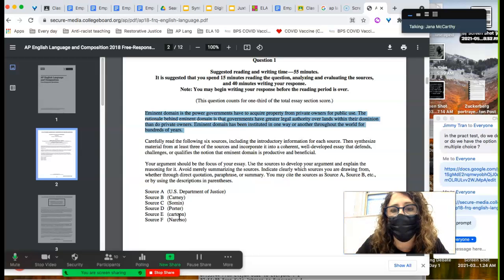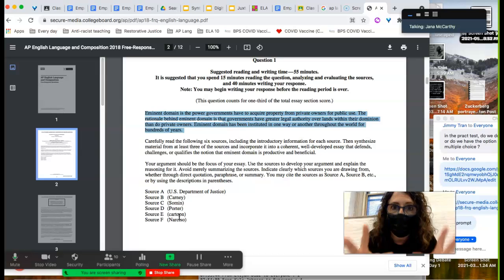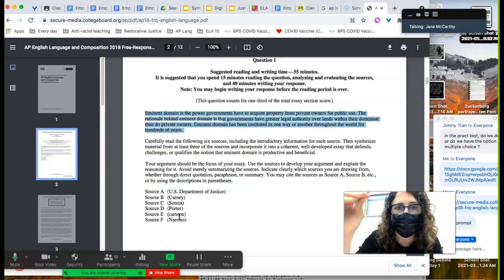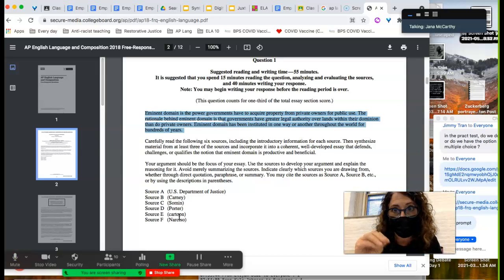The most important way to practice for these essays is not to write them out in full. The most important way is to skeleton them or map them and just do thesis, topic sentence, quotes, right? Okay. So here's our prompt.